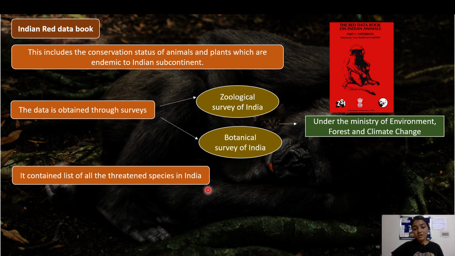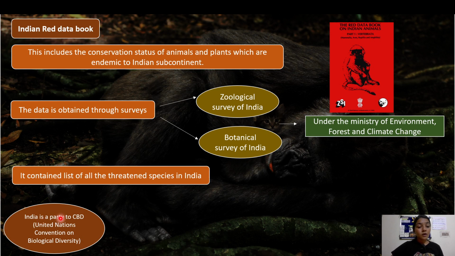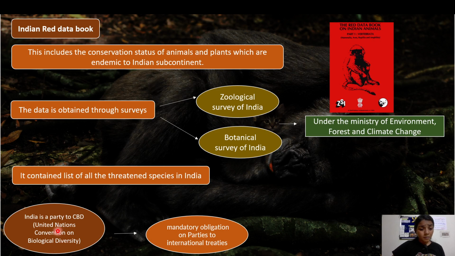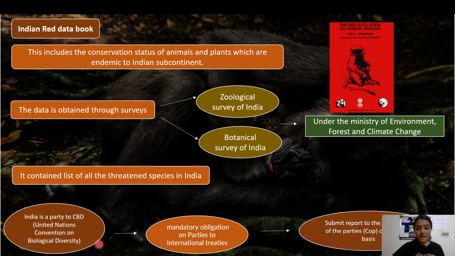So it contains a list of all the threatened species in India. Basically, India is a party to CBD. What is CBD? The United Nations Convention on Biological Diversity. This is a mandatory obligation on parties to international treaties. Whenever you want to go into international treaties, any country has to be a part of this CBD, the United Nations Convention on Biological Diversity. So since India is a part of this CBD, they have to submit a report to the Conference of the Parties on a regular basis. So they submit the reports related to the Red Data Book on a regular basis.